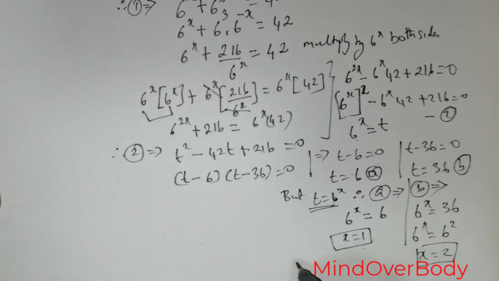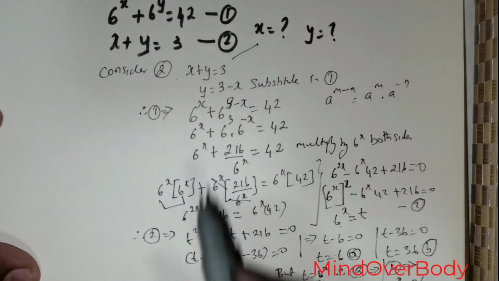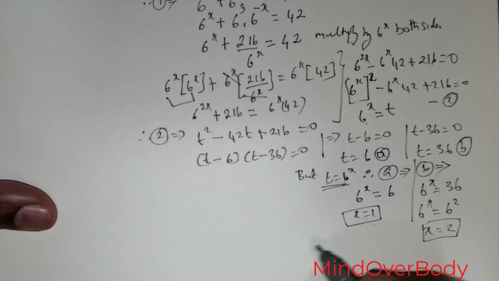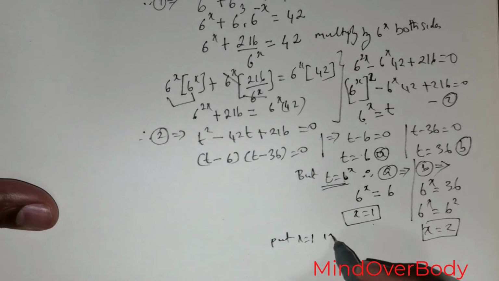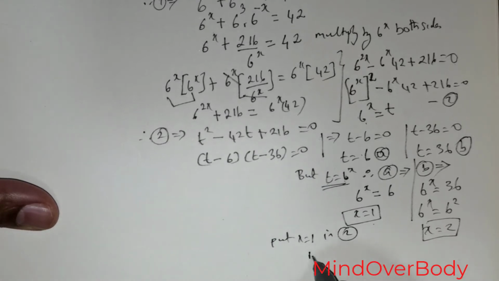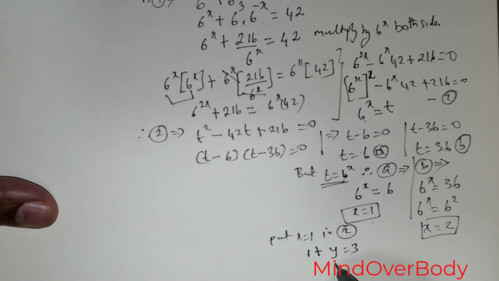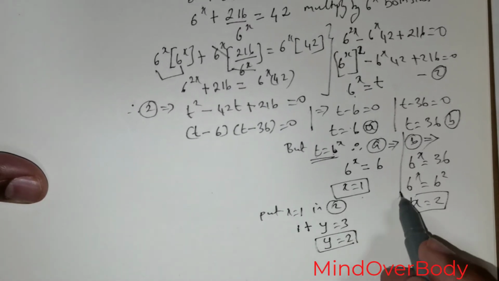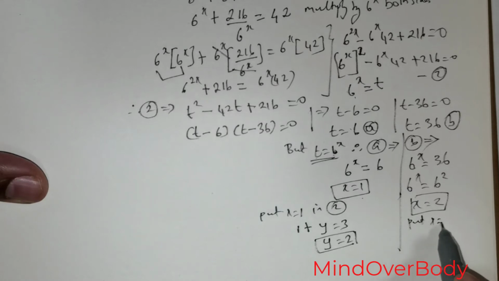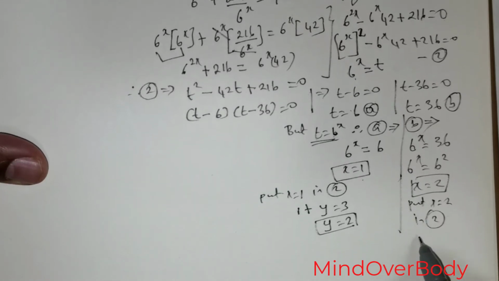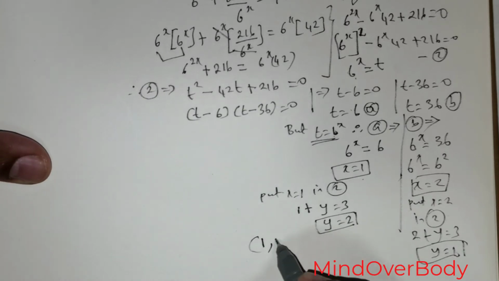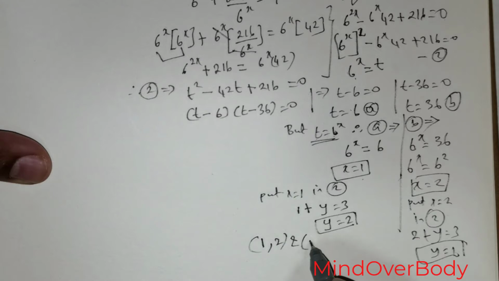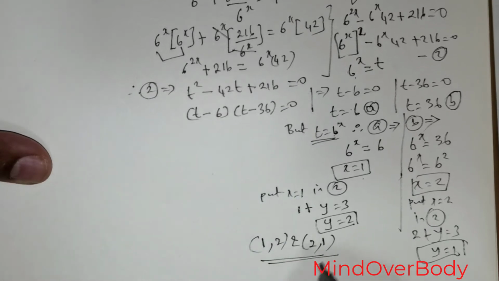Now when x is equal to 2, if I were to use system 2, what happens? So put x is equal to 1 in system 2, we would get 1 positive y is equal to 3, so y is equal to 2 here. And put x is equal to 2 in system 2, you would get 2 positive y is equal to 3, so y is equal to 1. So you have got the solution when x is equal to 1, y is equal to 2, and when x is equal to 2, y is equal to 1. So this is the solution you have got.